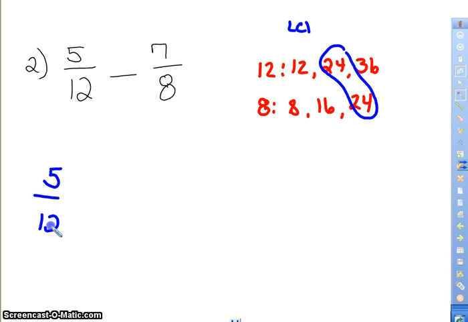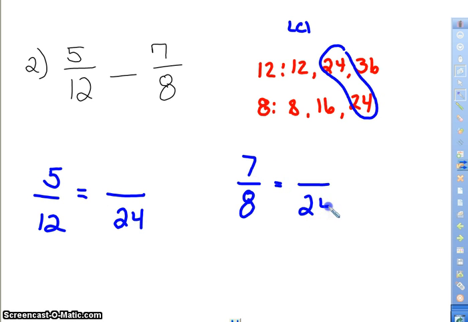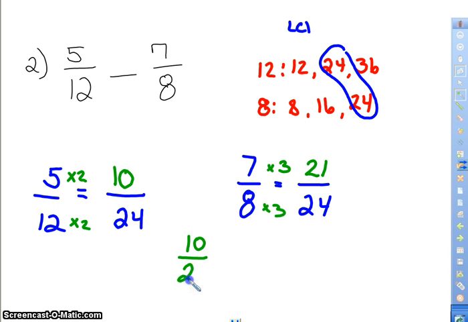So I'm going to change 5/12 and 7/8 into fractions with 24 as my denominator. Okay, so 12 times what is 24? Well, we can see that 12 times 2 is 24. So I'm going to do the same to the numerator. 5 times 2 is 10. Okay, 8 times 3 is 24, so I do the same thing to my numerator. 7 times 3 is 21. So now I'm comparing 10/24 to 21/24.